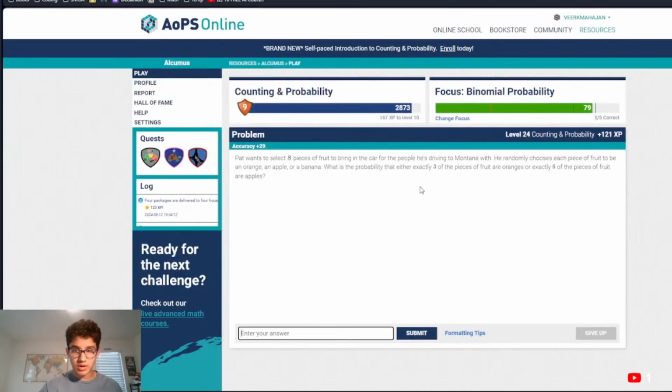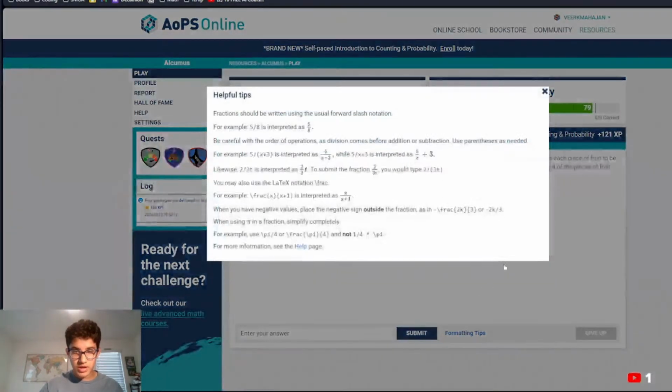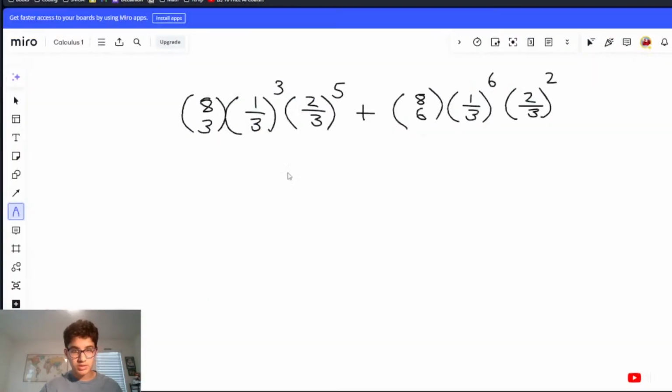Now, what do they want? They want it as a fraction, I guess. Yeah, a fraction. So let's see, what is 8 choose 3? That says 56. This becomes over 27 times... well, actually, let's ignore the denominators for now. Okay, let's do this instead. Times 2 to the fifth, because the denominator for the whole thing will just be 3 to the eighth. We already know that.